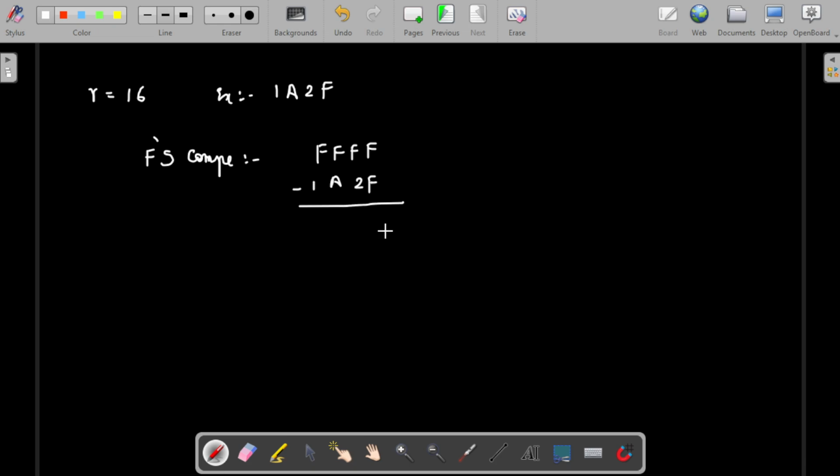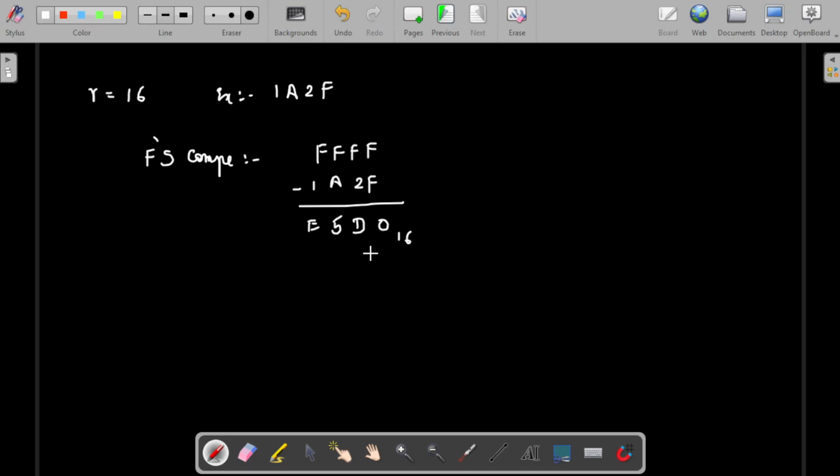F minus F directly cancels, so that becomes 0. In the next position, F minus A: F is 15, A is 10, so the remaining is 5. Then F minus 2 gives D. Then F minus 1: F is 15, so the remaining is 14, and 14 is represented by E. So this is the F's complement, that is, the 15's complement.